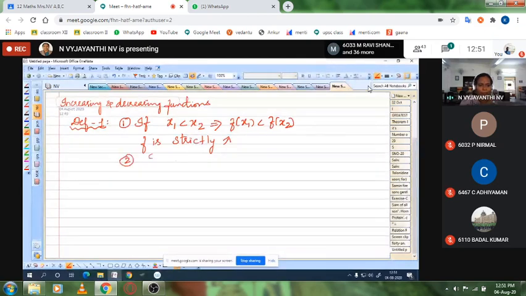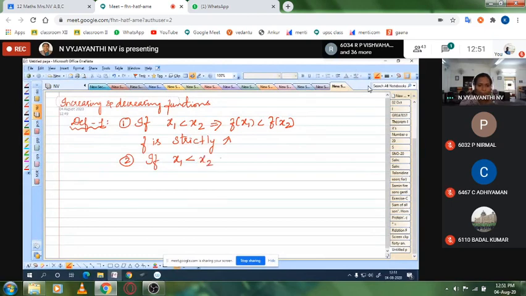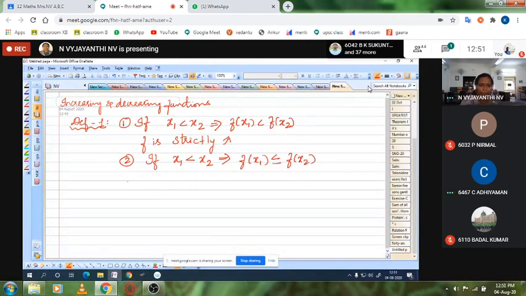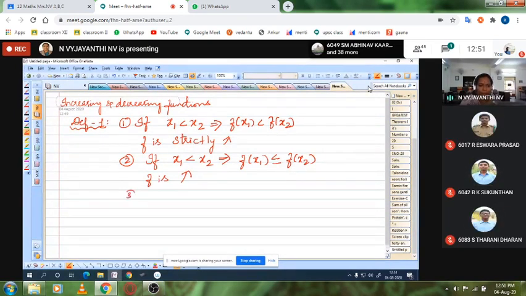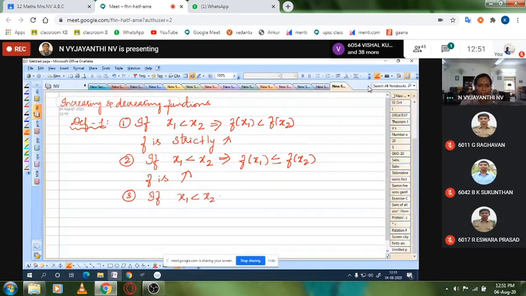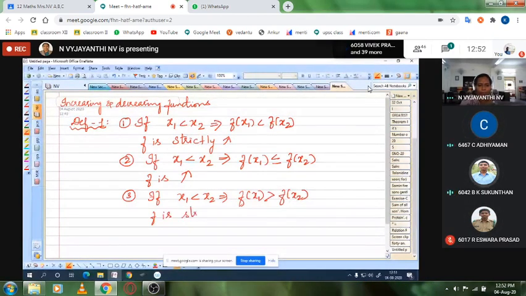Second one, if x1 is less than x2, which implies f of x1 is less than or equal to f of x2, then what does it mean? f is increasing. Third one, if x1 is less than x2 and if f of x1 is greater than f of x2, then what does it mean? f is strictly decreasing.